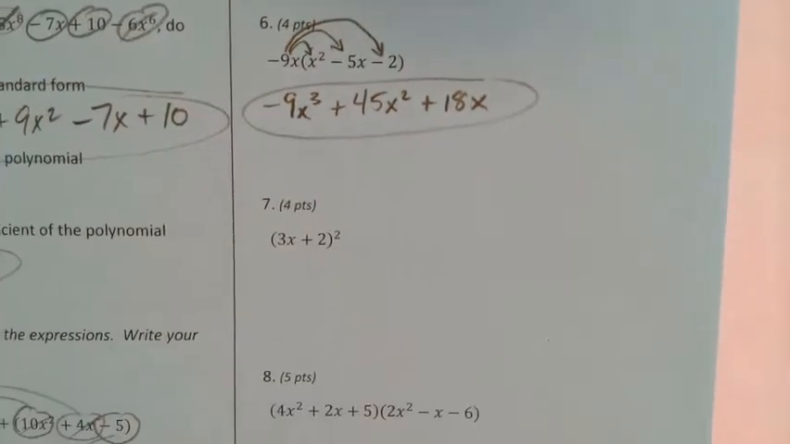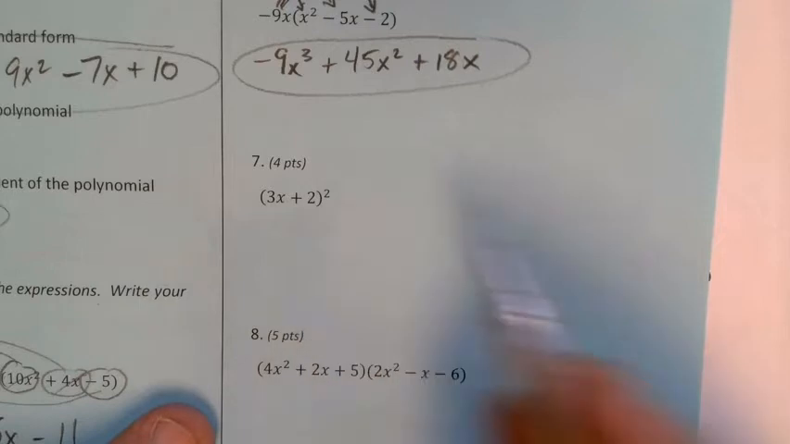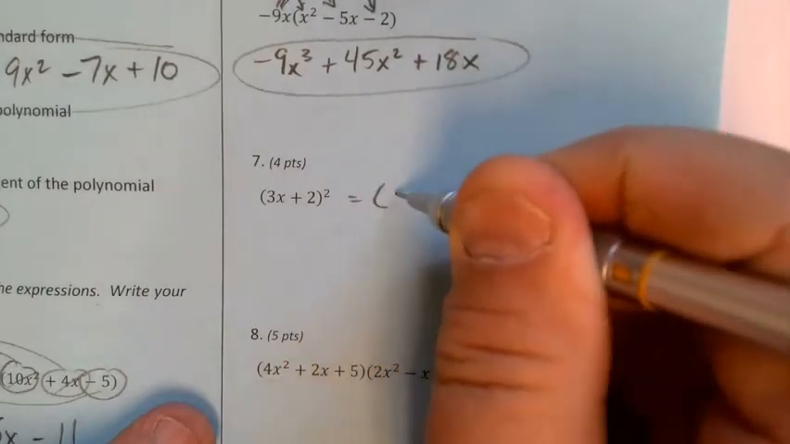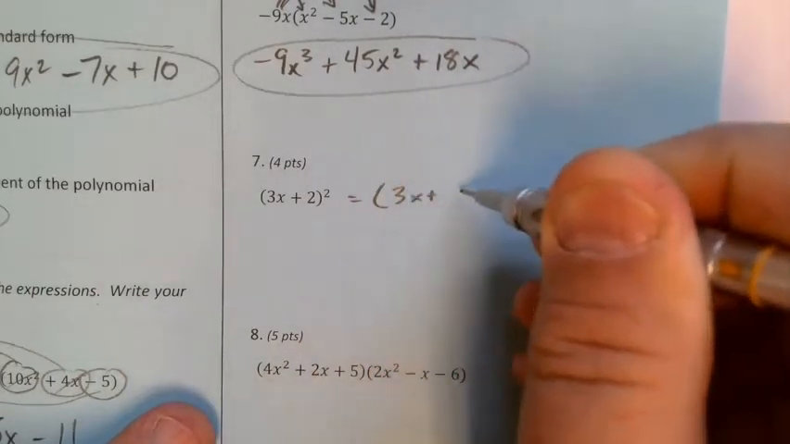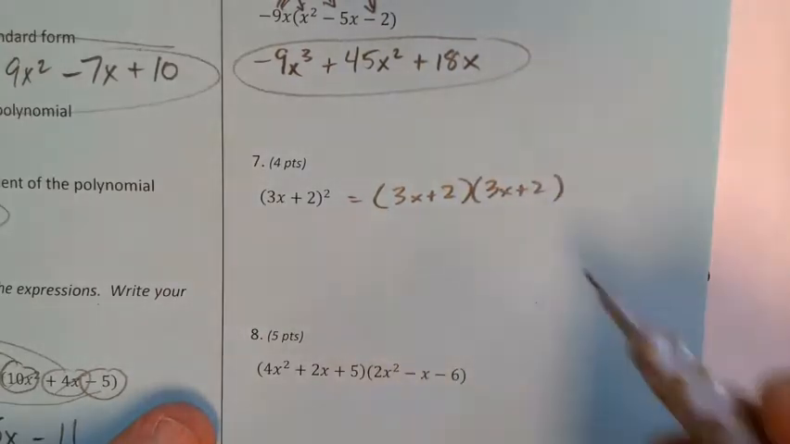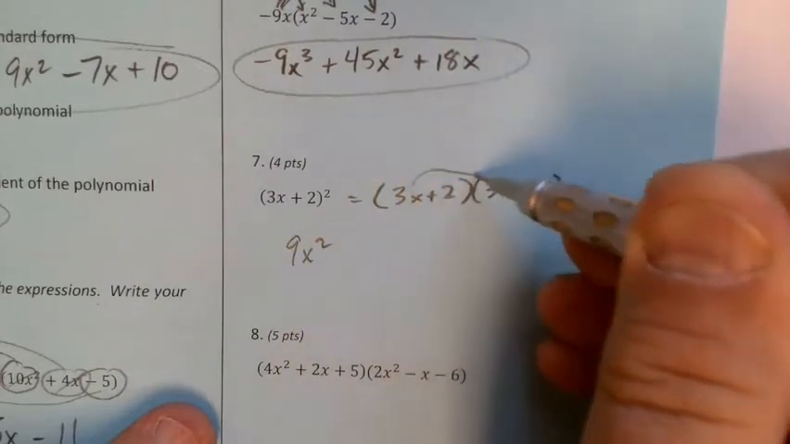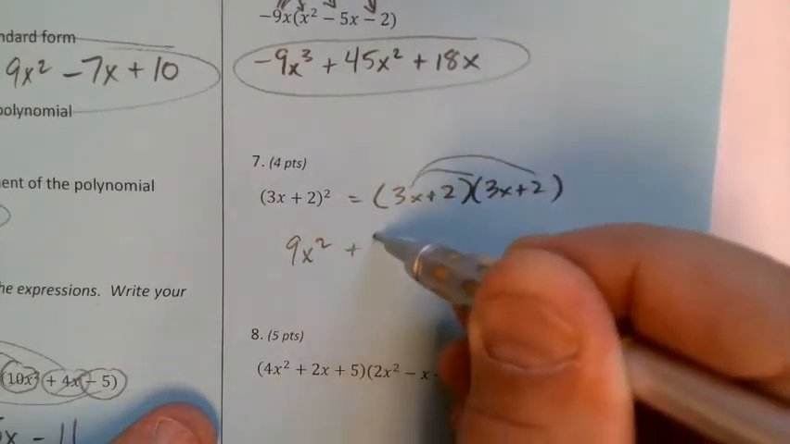Okay. 3x plus 2 squared. The biggest mistake here is people just square that and call it good. But really, you got to think 3x plus 2 squared means 3x plus 2 times 3x plus 2. So if I go 3x times 3x, that's 9x squared. 3x times 2 is positive 6x.